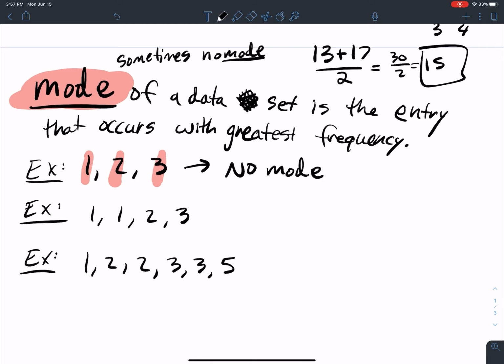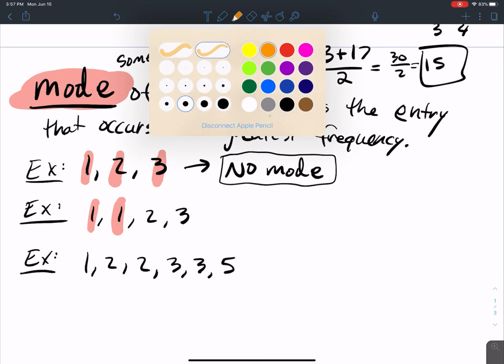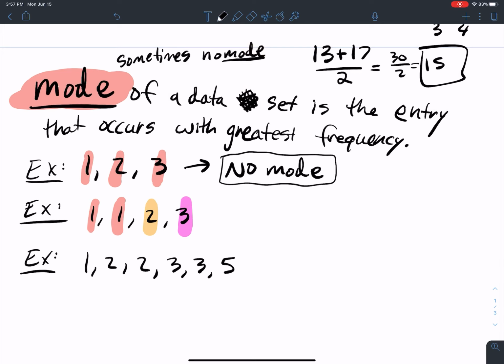When none of them occur more than the other, and they all occur exactly 1 time, then there's no mode, okay? The next one, mode is the one that occurs the most. So there's 2 of those 1s. There's one 2, and one 3. So the mode here is equal to 1.